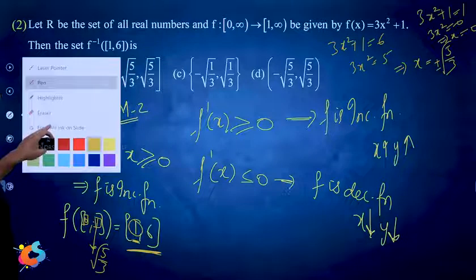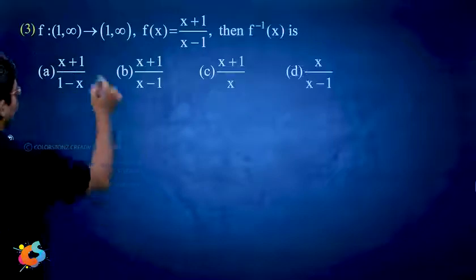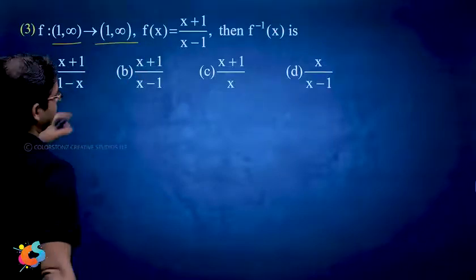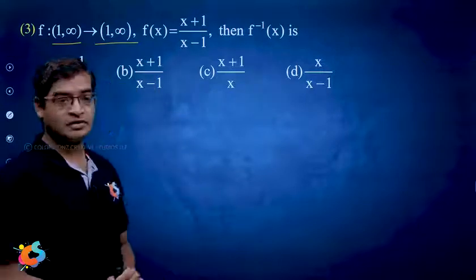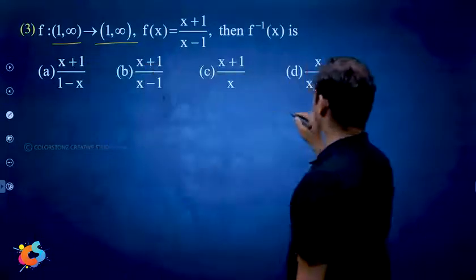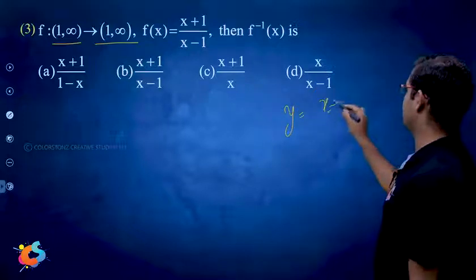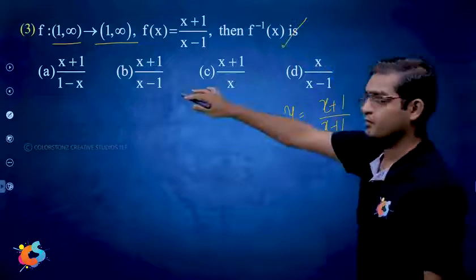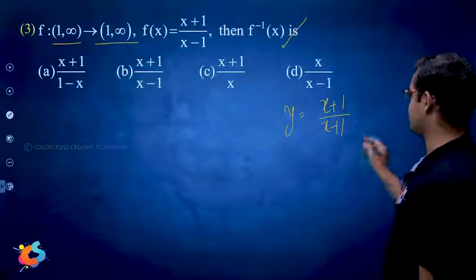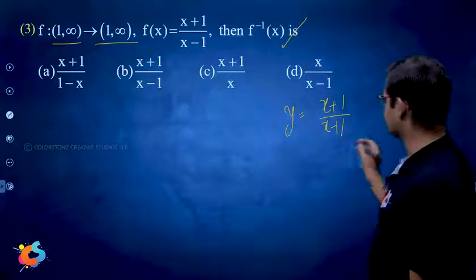Okay. So understood, whichever method you want, you can use. Let us come to the third question. F is a mapping from 1 to infinity to 1 to infinity. F of x is equal to x plus 1 by x minus 1. Then f inverse of x is, okay. So here y is equal to x plus 1 by x minus 1. I want to find f inverse of x. All the options are given.